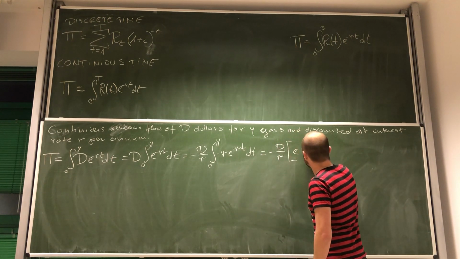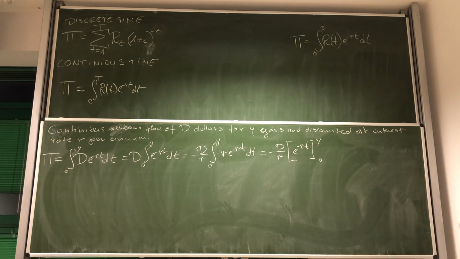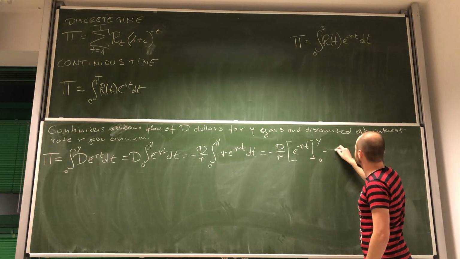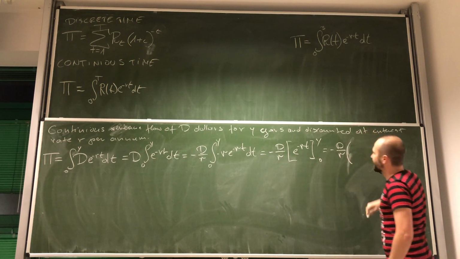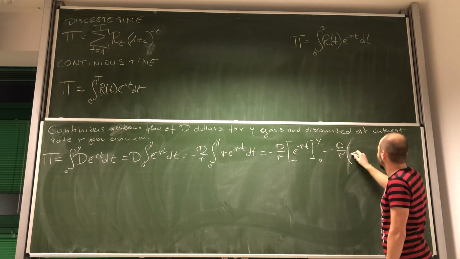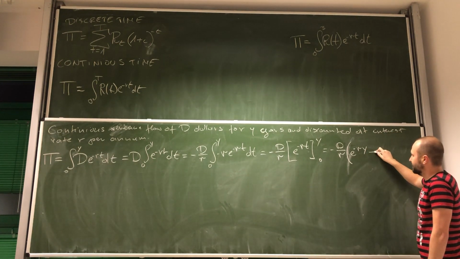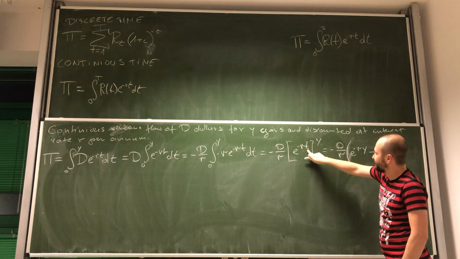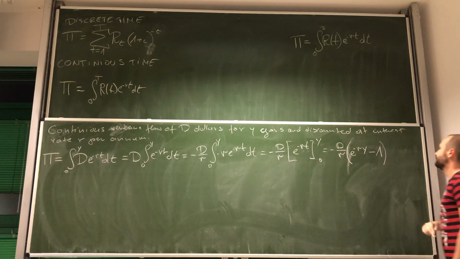Which is e to the power negative rt, 0 to y. Okay, so the next step would be just to substitute the two values, and we will get that this is negative d over r times, first, if I substitute y instead of t, I'm going to get e to the power negative r y, and minus, if I substitute 0 instead of t, I'm going to get 0 here. E to the power of 0 is just 1.